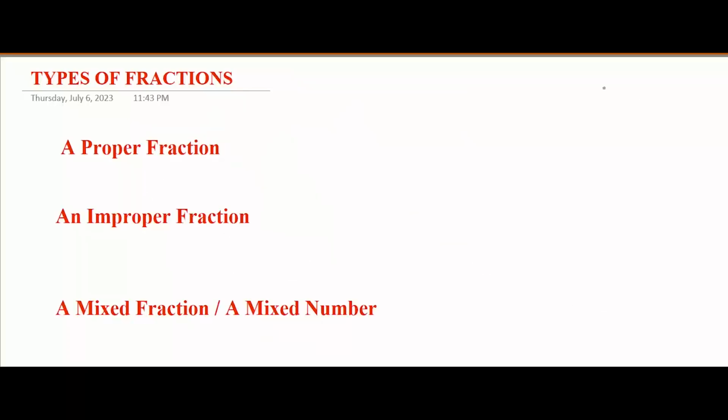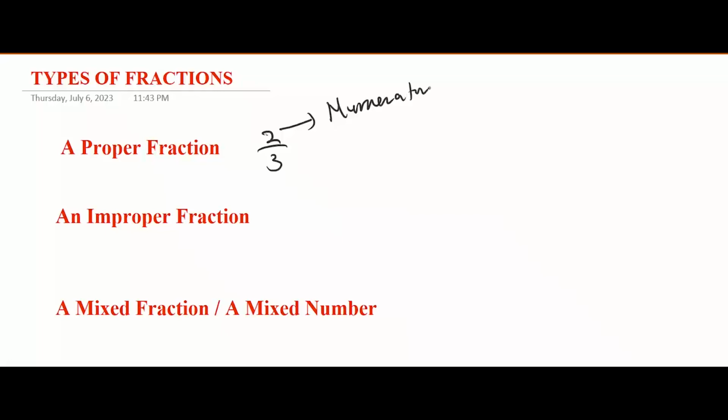Now let's go to types of fraction. Basically, there are 3 types of fractions. We have proper fractions, improper fractions, and mixed fractions or mixed numbers. A proper fraction is a fraction whose numerator is smaller than the denominator. Take for instance 2/3. 2 is the numerator and 3 is the denominator. Other examples are 1/5, 7/9, 8/11, and so on and so forth.